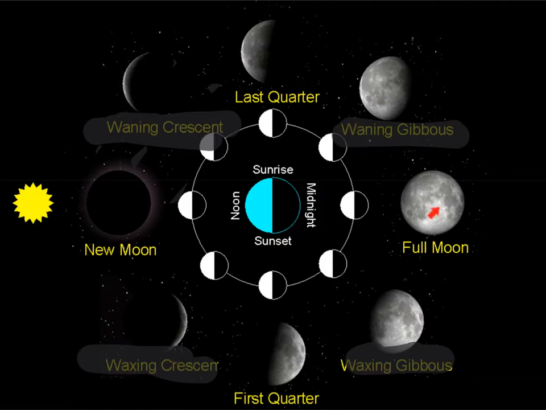So you can see the full moon is perfectly in alignment, your quarters are perpendicular, and all of your phases are going to be somewhere between that. That's what the sun, moon, earth geometry is.